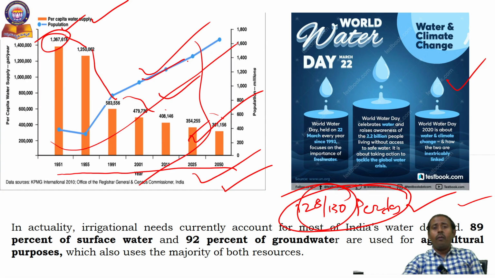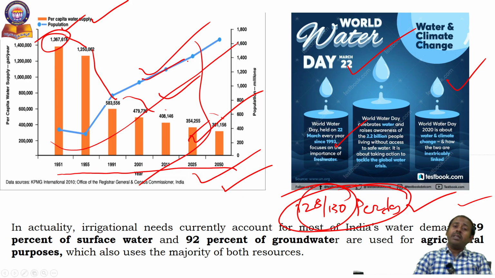This World Water Day we celebrate on March 22nd every year. This was started in 1993. What is the speciality of this day? Because water scarcity is increasing day by day, we are going to create some awareness among the people or public about water for that reason only. So this is the special day to celebrate in the world.